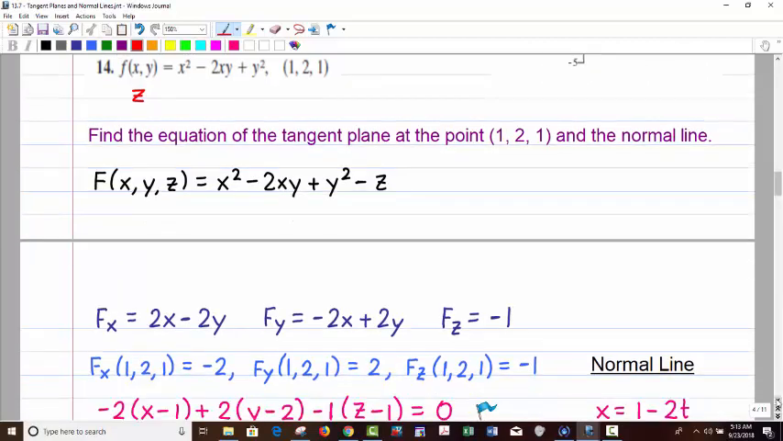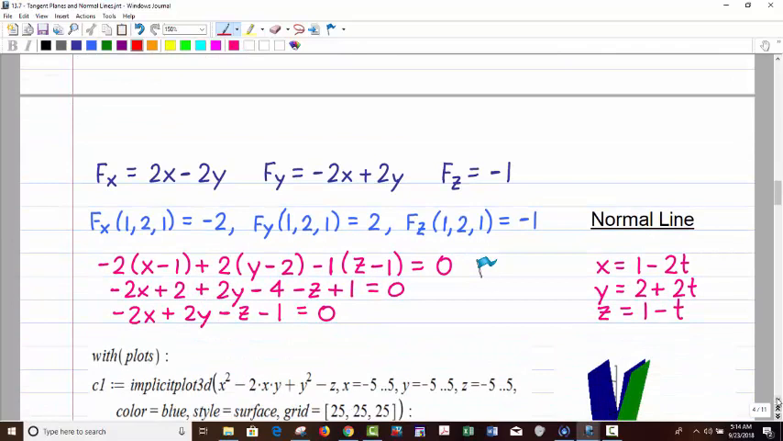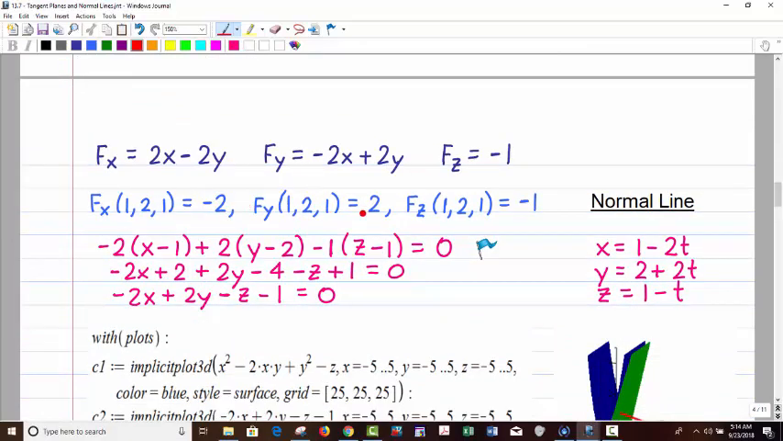So let's look at my partials to lead to our gradient. So the x partial would be 2x minus 2y. The y partial would be negative 2x plus 2y. And then the z partial would be negative 1. So I need to plug in the point 1, 2, 1. So I'd have, what would this be? 2 times 1 minus 2 times 2 is negative 2. Minus 2 times 1 plus 2 times 2 would be positive 2. And then that's constant at negative 1, so there's nowhere to plug any values in there. So we have our gradient vector is negative 2, 2, negative 1.